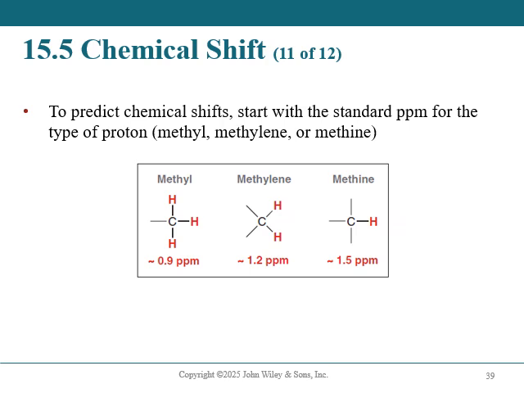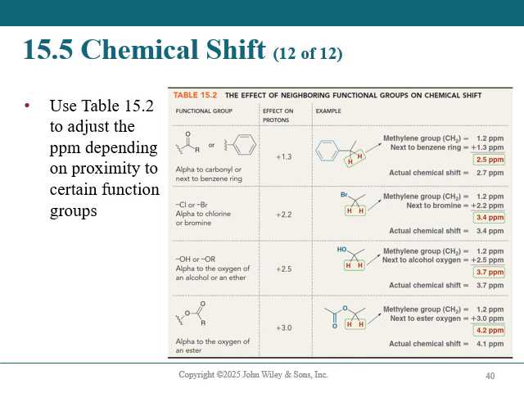To predict chemical shifts, we start with the standard ppm for the type of proton, methyl, methylene, or methine, and we go from there. Using the table we have here, 15.2, we adjust the ppm depending on proximity to certain functional groups. So we can actually start from our base values and then keep moving based on context. Context is super important, both here and on IR, because depending on whether you have a highly electronegative atom next to your carbon or not, the interaction between the photons and that matter is going to be a little bit different.